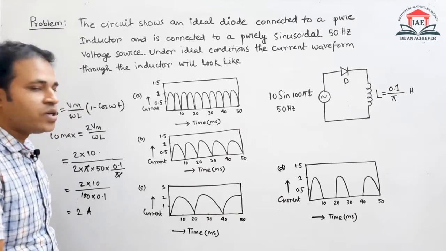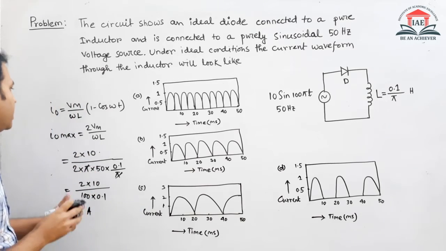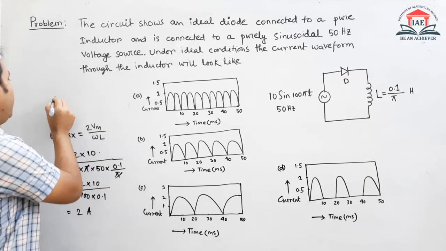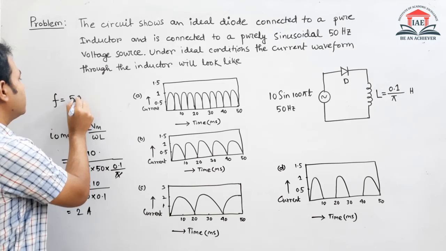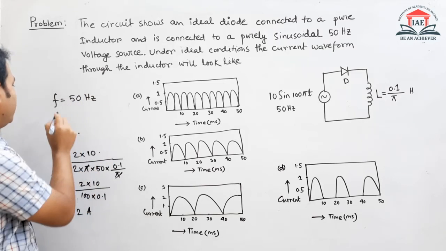Now, for how much duration will the current flow? We have seen that the frequency is 50 Hz, f = 50 Hz. The time period we can calculate from here, that will be capital T.